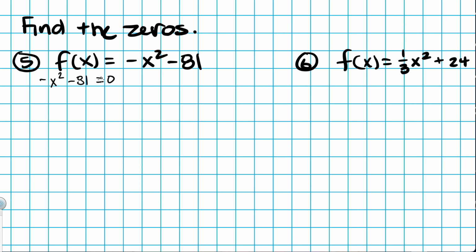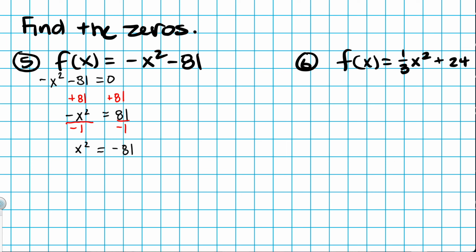So it's going to be the same exact technique, adding 81 to both sides of the problem. What we end up getting is negative x squared is equal to 81. Now remember, we're trying to get the x squared by itself, so we want to get rid of the negative 1. So we're going to divide both sides of the problem by negative 1. The result is x squared is equal to negative 81.